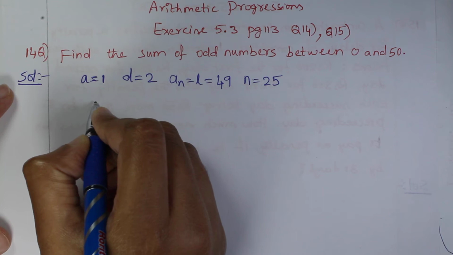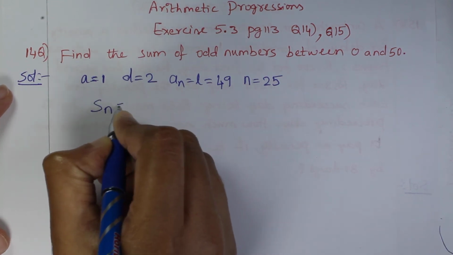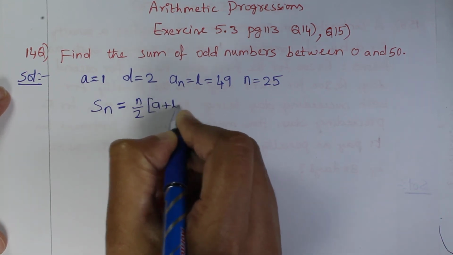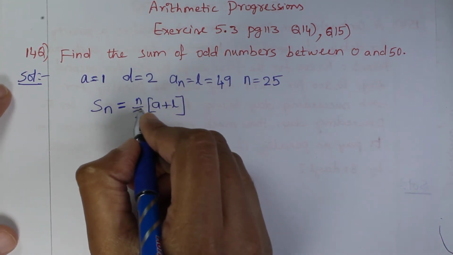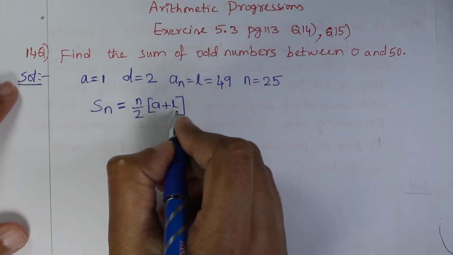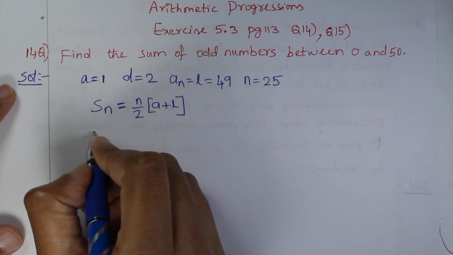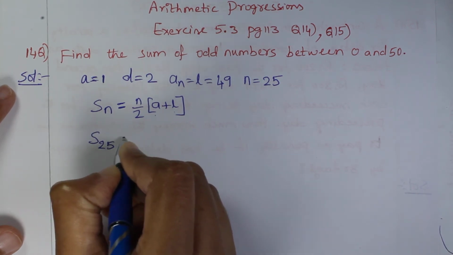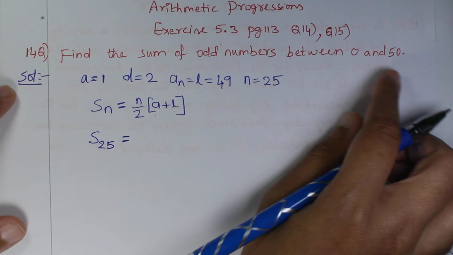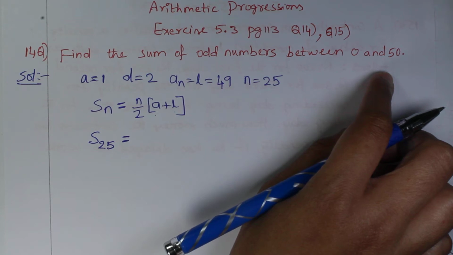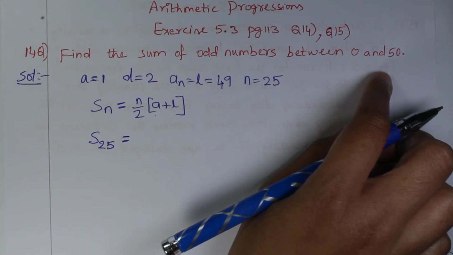So we know the formula of sum of first n terms in an arithmetic progression is n by 2 into a plus l. Here n is the number of terms in the series, a is the first term, l is the last term. We have all the values, right? So S25 becomes, there are 25 odd numbers between 0 and 50 because half of the numbers are odd and half of them are even. So our n becomes 25.